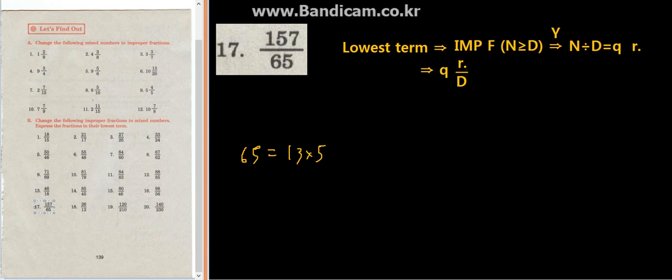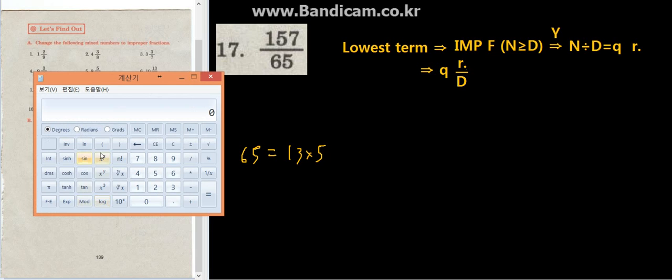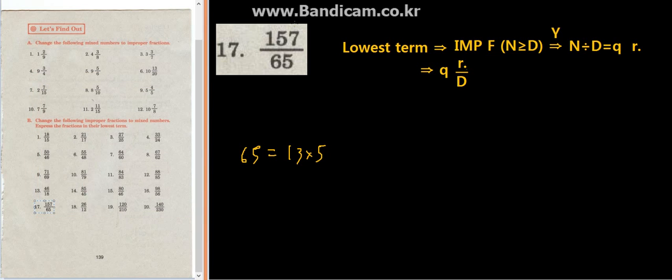Can we divide 157 by 13 or 5? Let's divide by 13 first. It doesn't become an integer, it becomes a very long number with a dot, 12 point blah blah blah. Now let's divide by 5. It becomes a very neat number, but not an integer. It is 31.4, unfortunately. So this itself is already in the lowest term. We just skip this one.